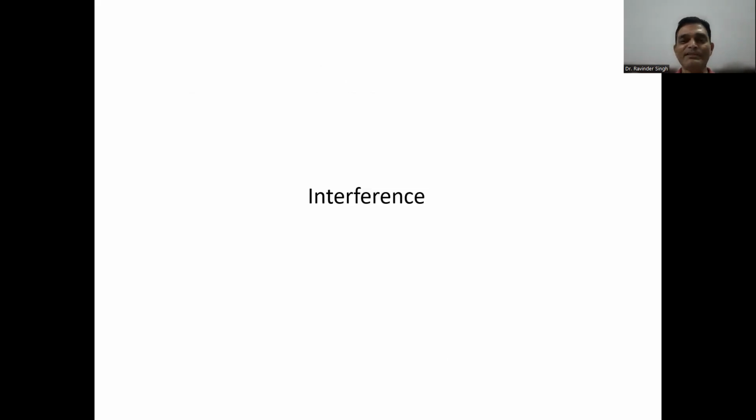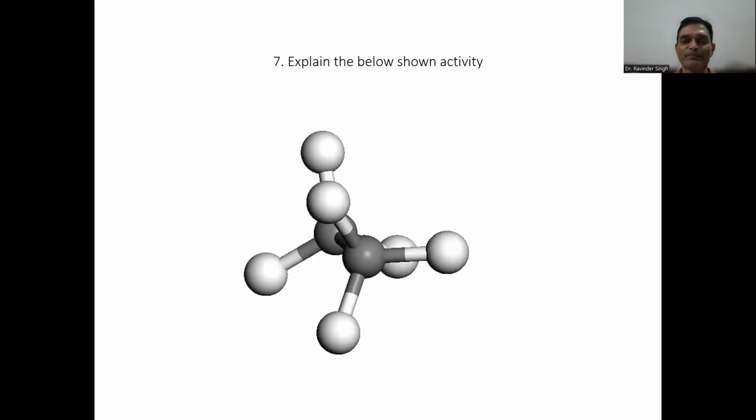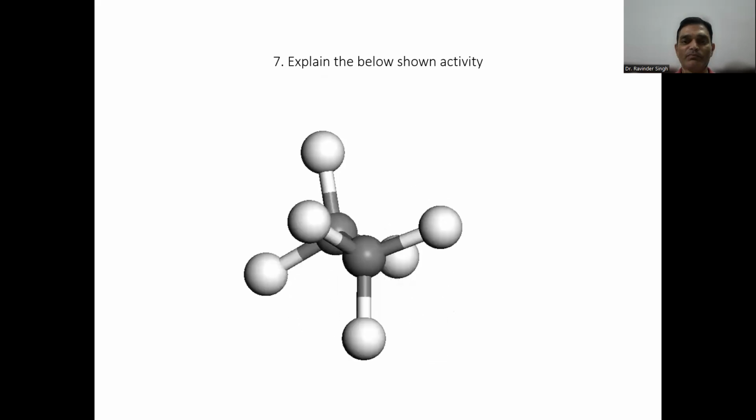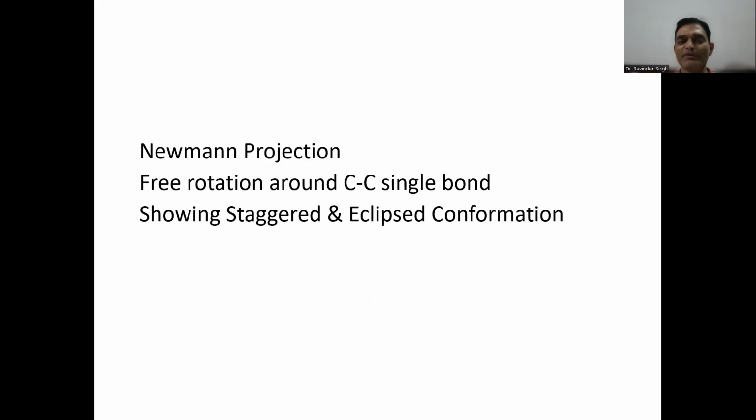Answer is interference. Next, explain the below shown activity. There is a free rotation between the carbon and carbon single bond, resulting in the formation of the staggered and the eclipsed conformation, mainly the free rotation between the carbon and carbon single bond.